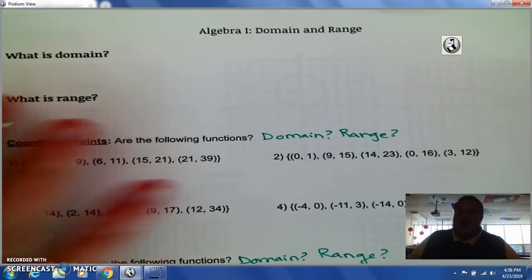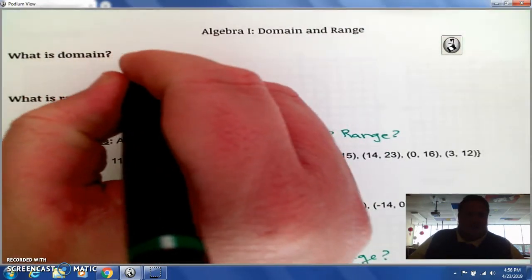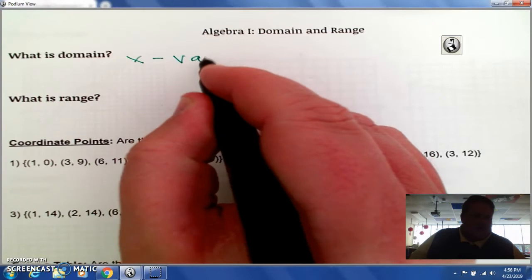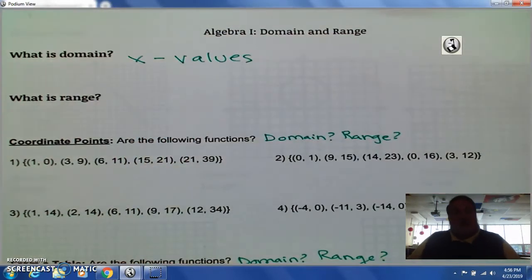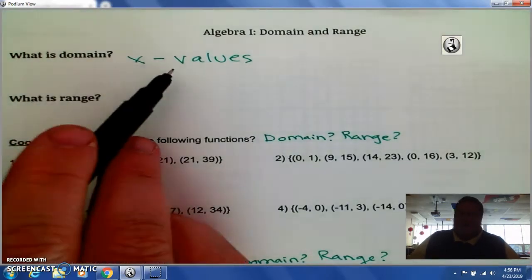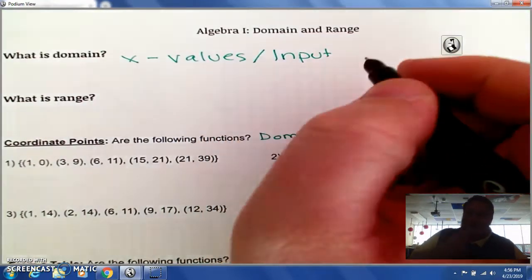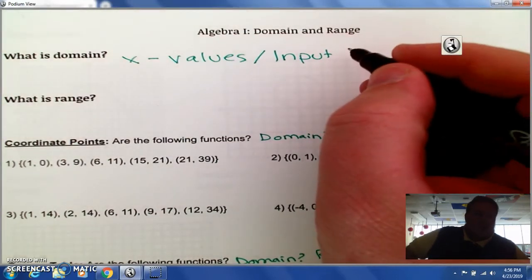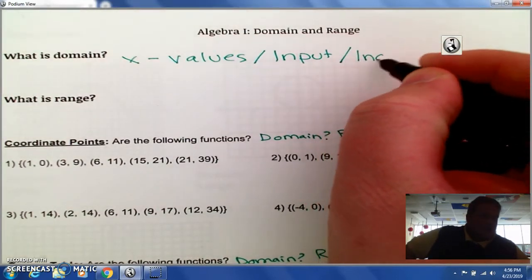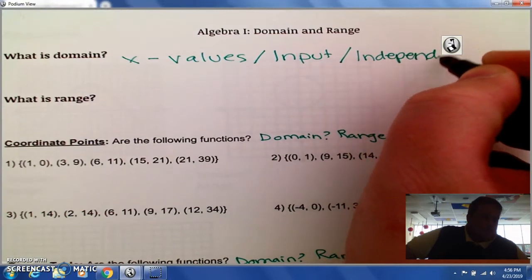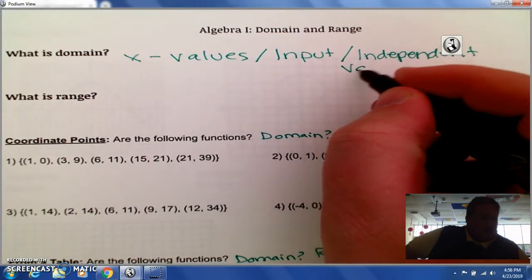So what is domain? Well, domain are all the x values, okay? So they're all the x values that you have. And like zeros had x-intercepts and roots and solutions, domain has some synonyms as well. Domain is the same thing as x values. It's the same thing as input, what you input into an equation or a function, and it's also an independent variable. Okay?